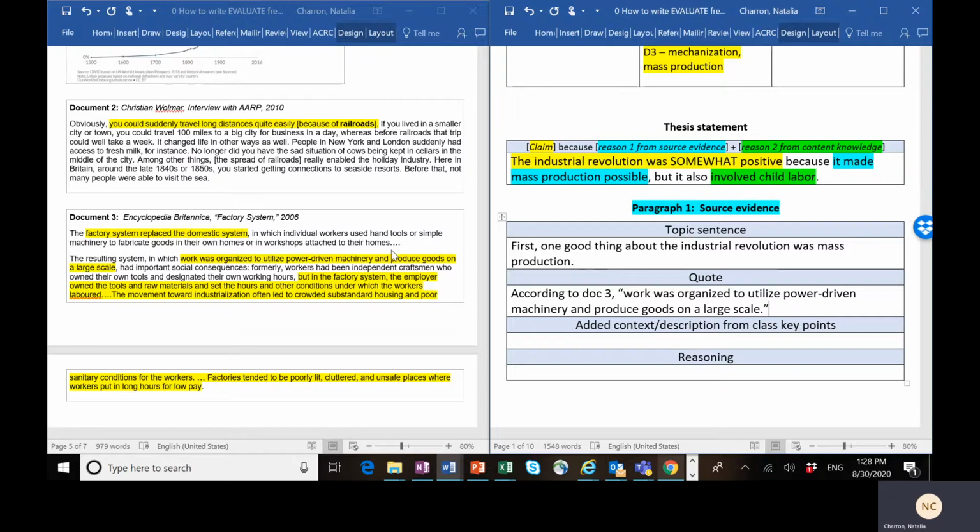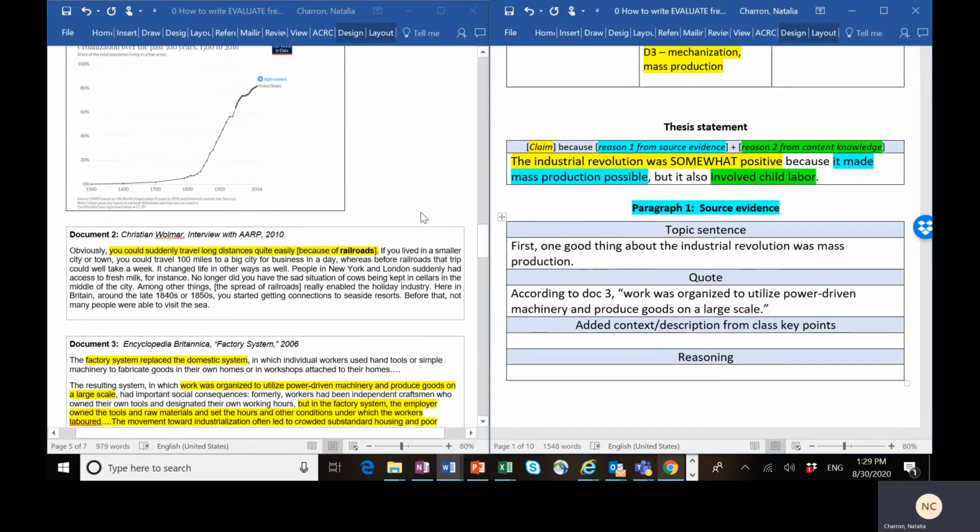Note that I know what each of these words mean, and that's why I chose this quote. Please do not choose quotes that you do not understand. It is clear in the writing when that happens, and it's no good. Go for like low-hanging fruit. So I chose document 3.